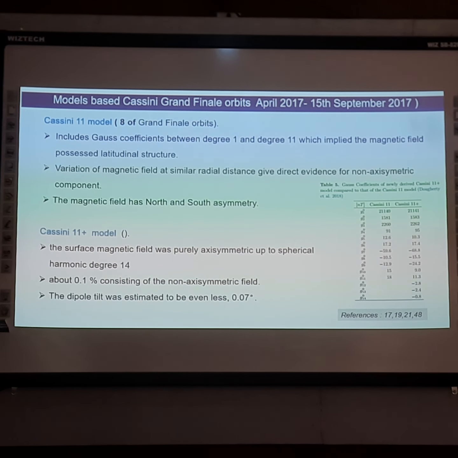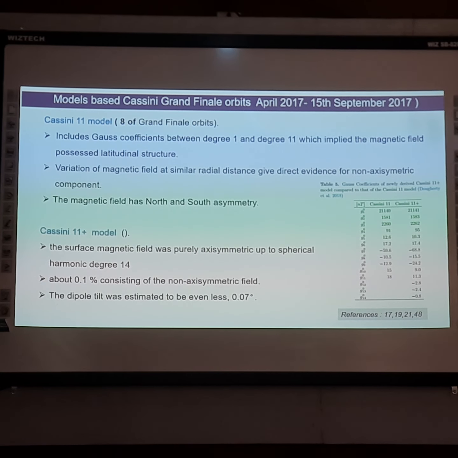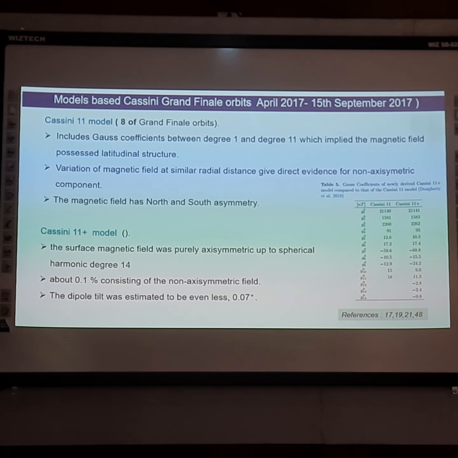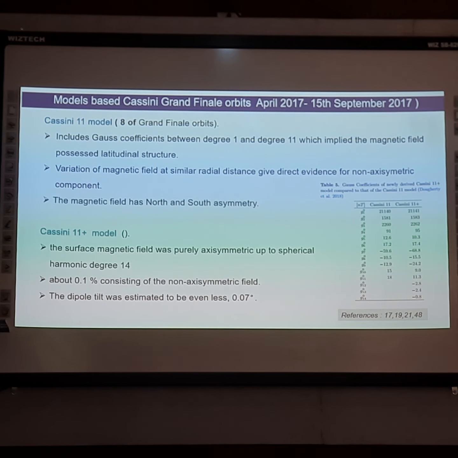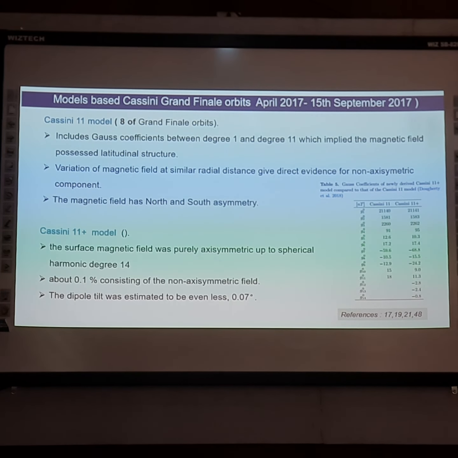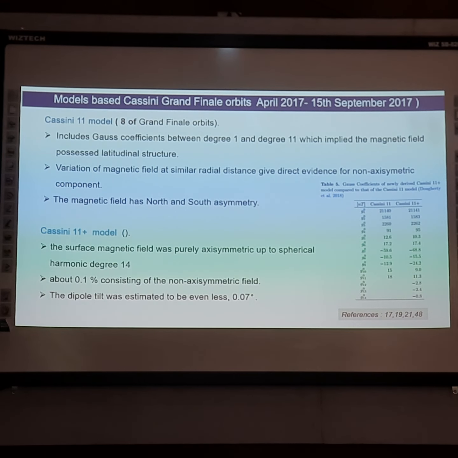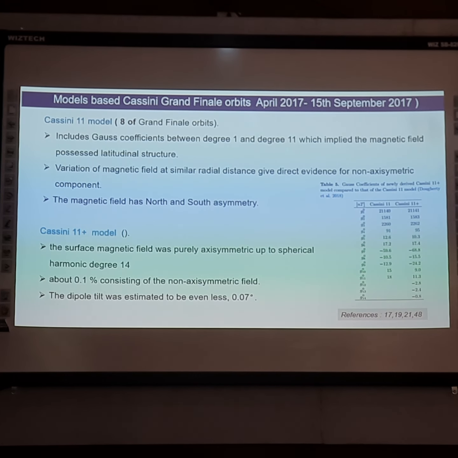Then more recently, the latest Cassini 11 plus model, which, okay, that bracket, I think I deleted something, it has nothing to be worried about. It reanalyzed the data and found spherical harmonics, which are more than what the Cassini 11 got.